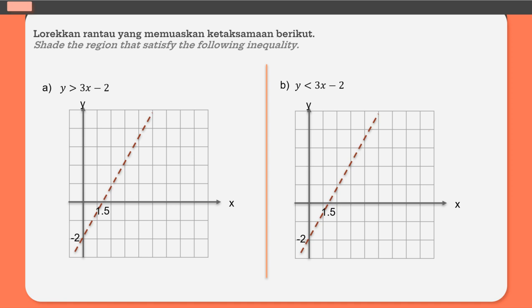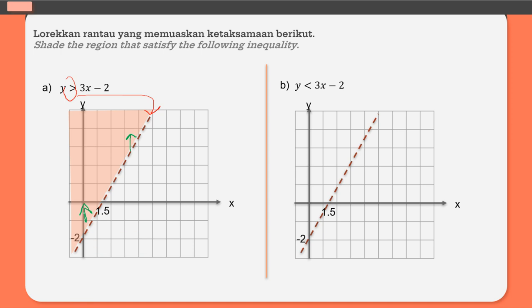Alright, and also from the notes you look at the region shaded. So here are the examples. Shade the region that satisfy the following inequality. So this first one you have y greater than 3x minus 2. So where is the region shaded? Here you have the dashed line because you have the symbol greater than without the equal sign. If you want to find greater than, you need to find the area above the line. So you draw an arrow above the line that shows the shaded region like this.